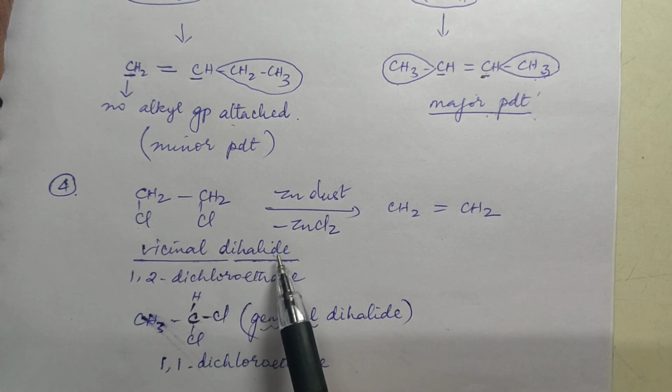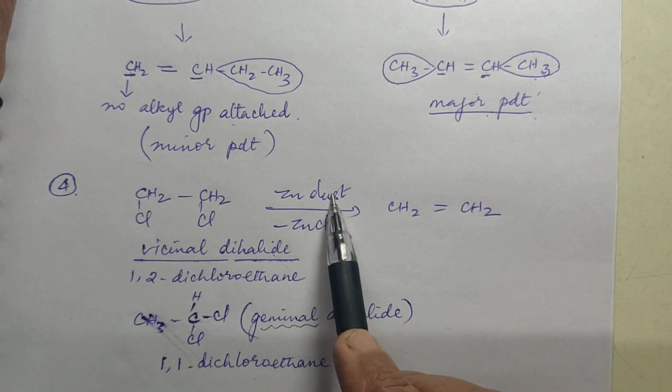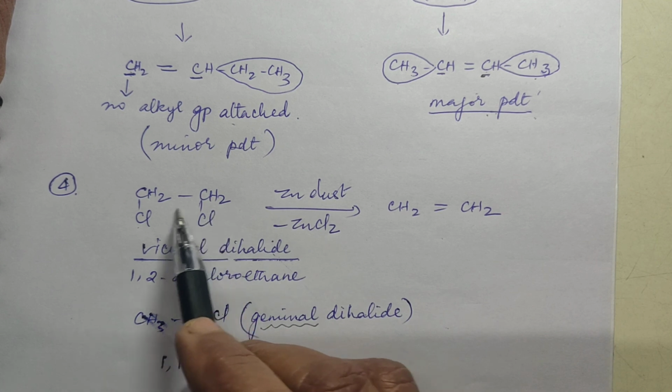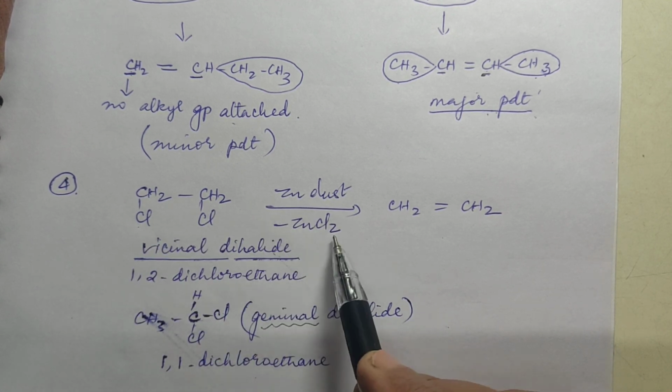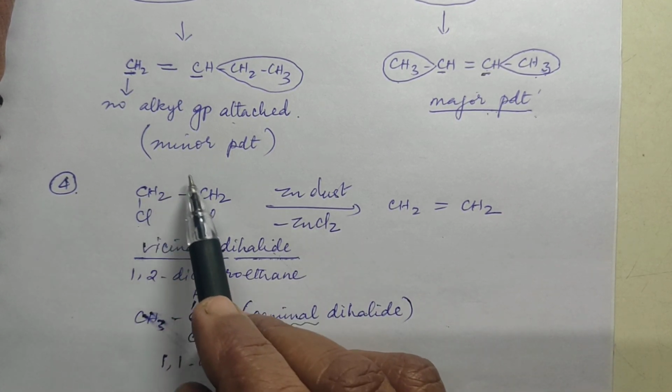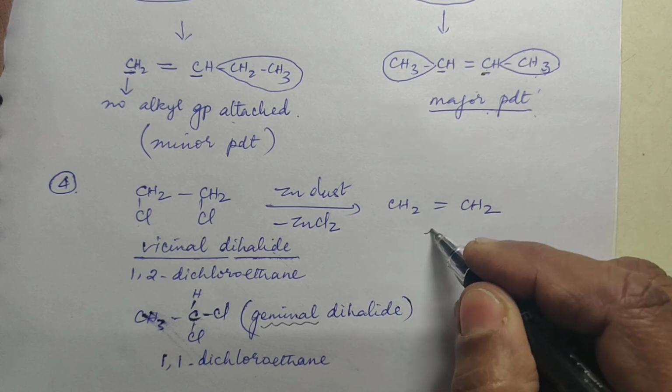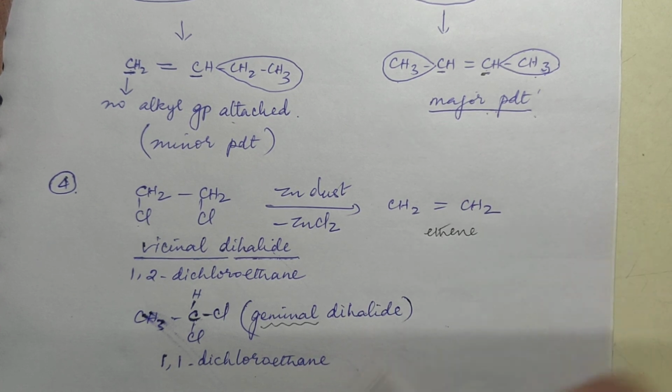So if you use vicinal dihalide and treat it with zinc dust, then this zinc will go with 2 chlorine atoms as zinc chloride, and a double bond will be created here and you get an alkene, that is, ethene is formed. Okay, so this is one other method to prepare alkene. That's it.